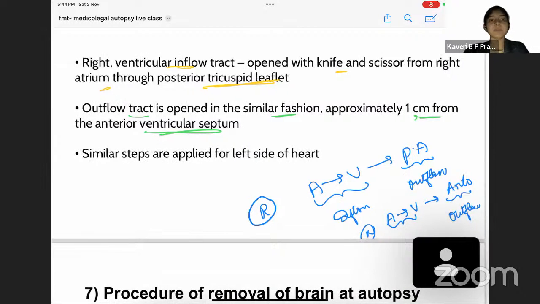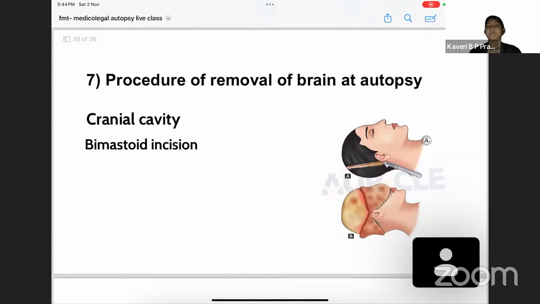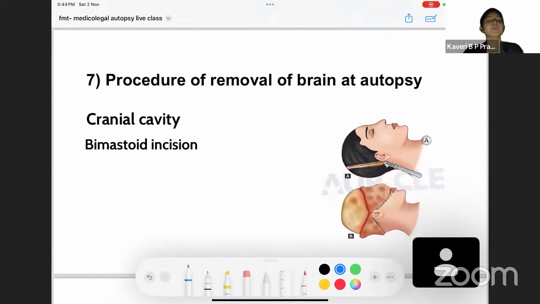Okay. Now coming to the procedure of removal of the brain at autopsy. So as I told you, we need to know only about two organs, and one organ we saw is nothing but the heart. So what is the technique used? Inflow outflow technique. So now coming to the brain. In the brain, the cranial cavity is opened by using something called a bimastoid incision. So what is a bimastoid incision? So where is your mastoid process? Right behind your ear, no? Wherever I'm pointing with this red color arrow, this is nothing but the mastoid process. So bimastoid incision means from one mastoid to another mastoid, you make the incision. That is called bimastoid.